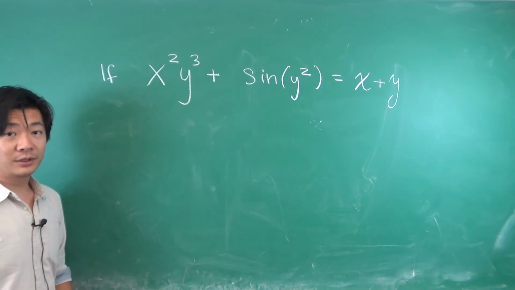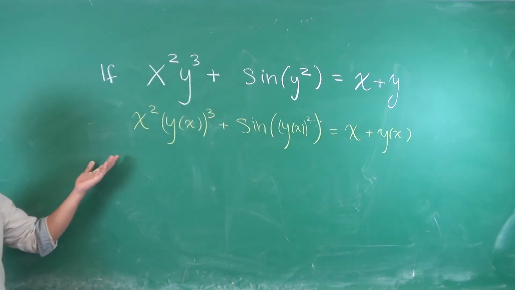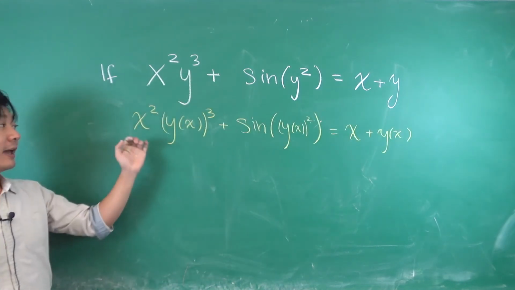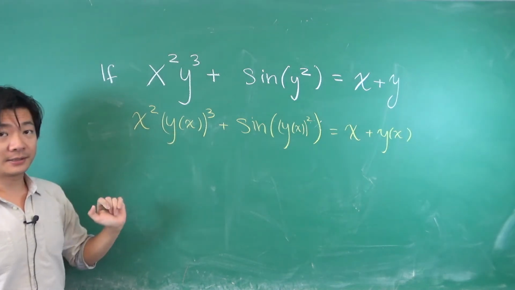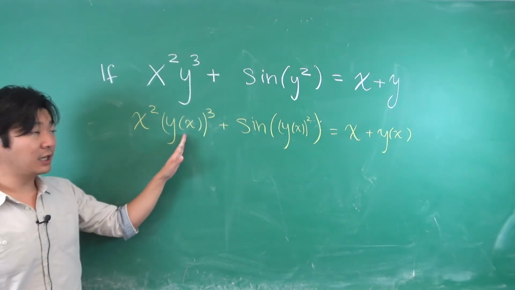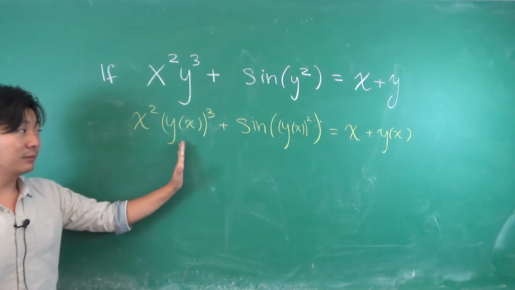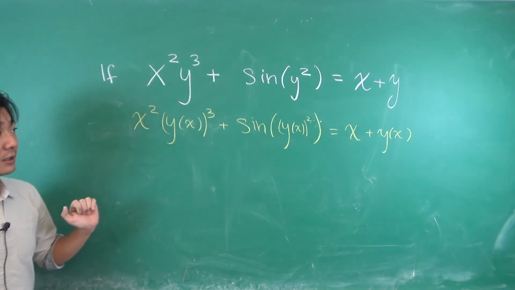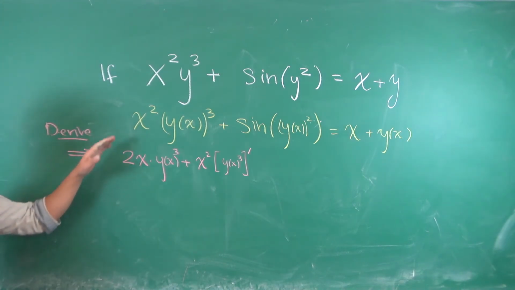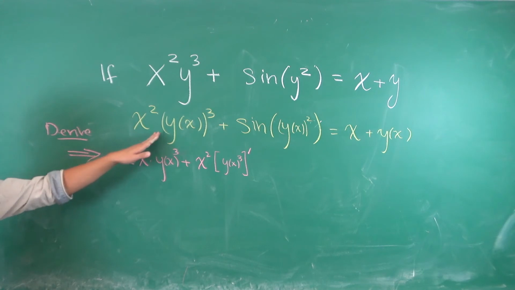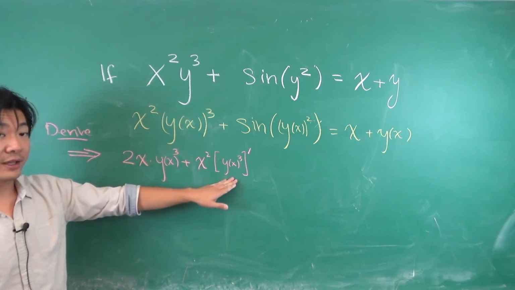So to help with the notation, let me rewrite this as this equation. I rewrote y as some function y that depends on x. So that means you want to use chain rule each time you want to take the derivative. Now, for this one, this is a product, so we'll have to first use product rule. And so this will be the derivative of the first term, which is 2x times y cubed, plus x squared times the derivative of y cubed.